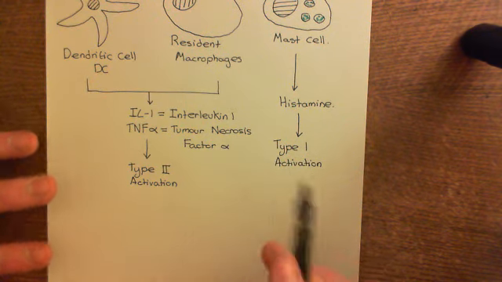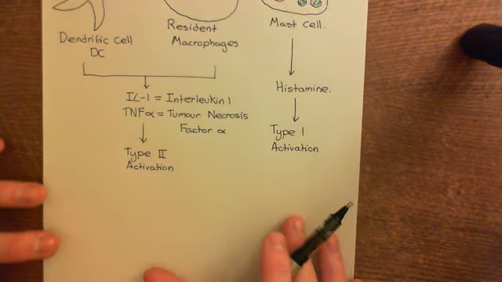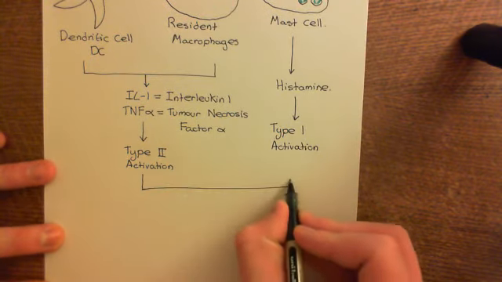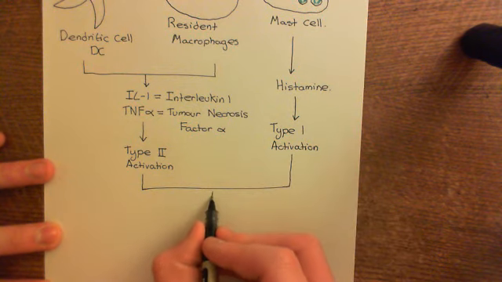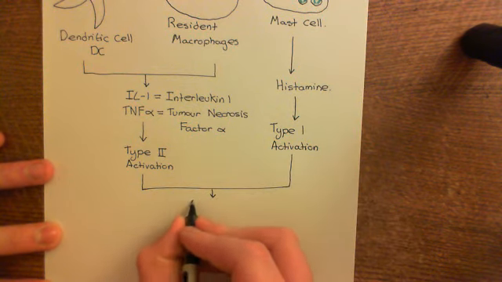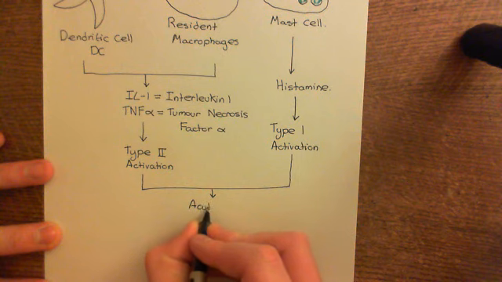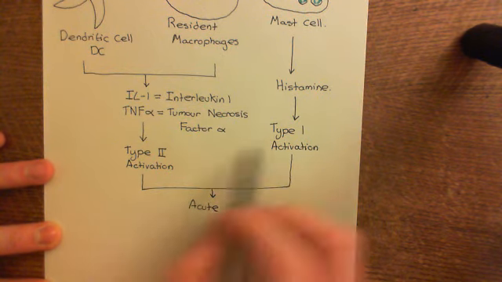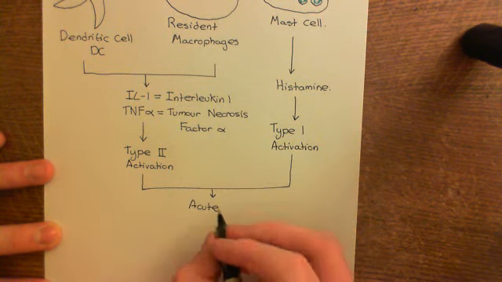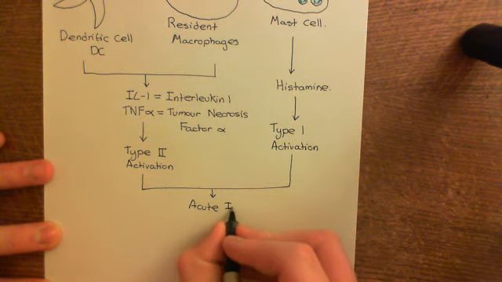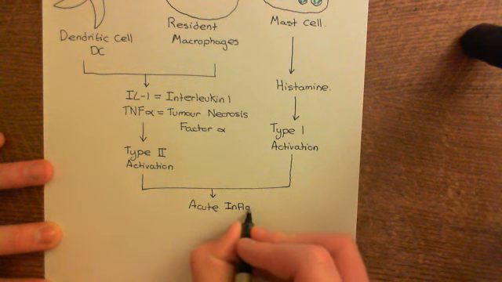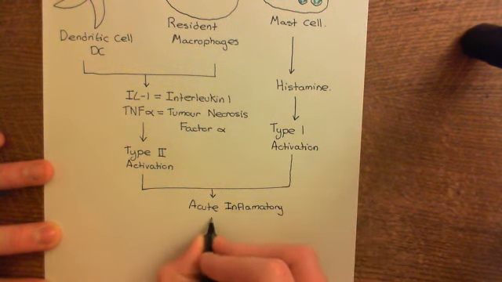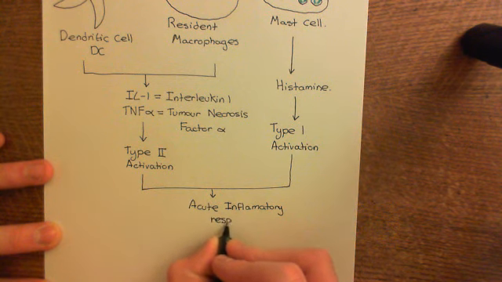Okay, so overall, what's going to happen in both type 1 activation and type 2 activation is they're going to lead to the acute inflammatory response, okay? And we will look at these more later on when we're discussing drugs that are going to block this acute inflammatory response, okay? So, acute inflammatory response. Now, what happens in the acute inflammatory response? Well, there are three main components of the acute inflammatory response.